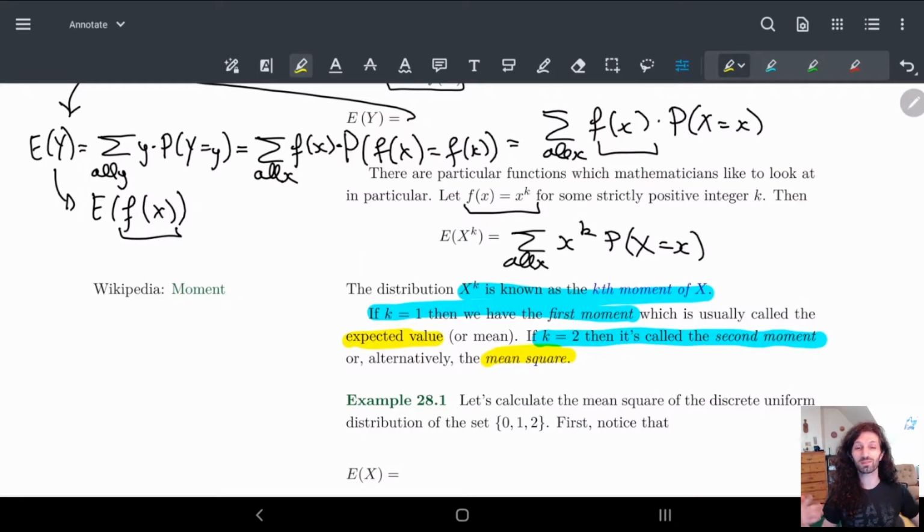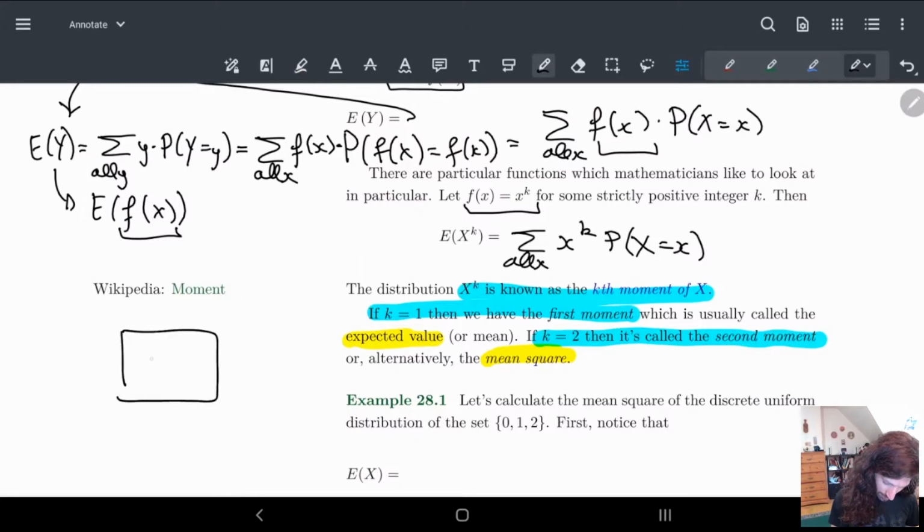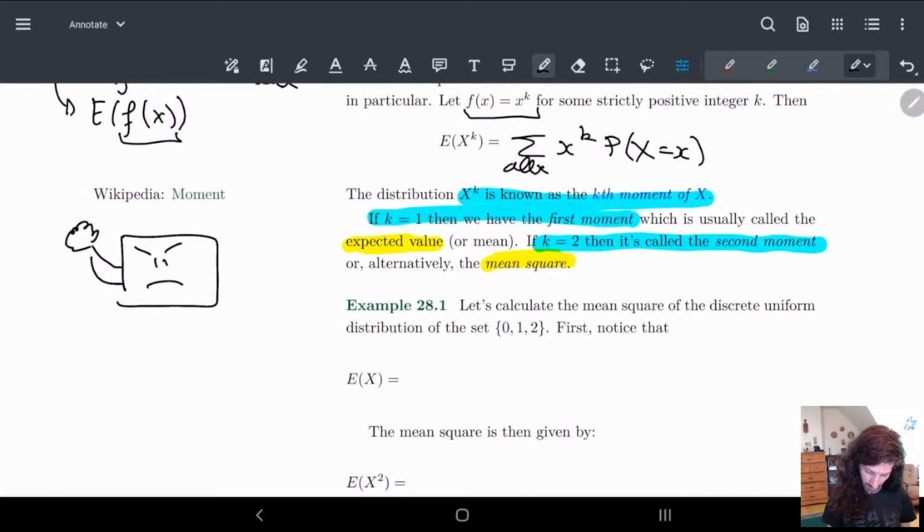Personally, this makes me think of some little super angry square. I don't even know how to draw angry. We'll have a little fist for angry fist. Grr. That looks angry enough. Angry square. Like it looks like they're gonna beat you up. Anyway, k equal to 2 gives us the mean square.